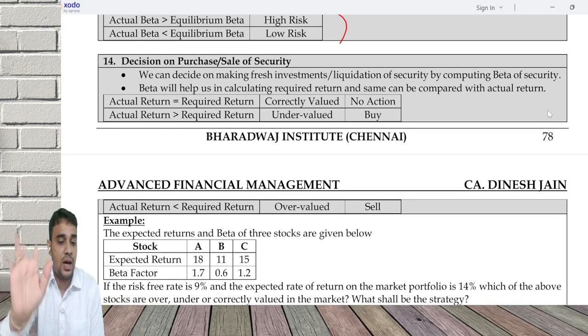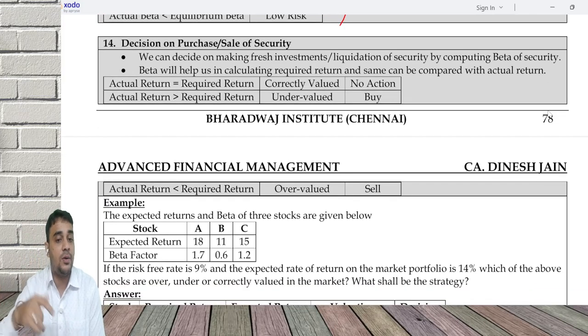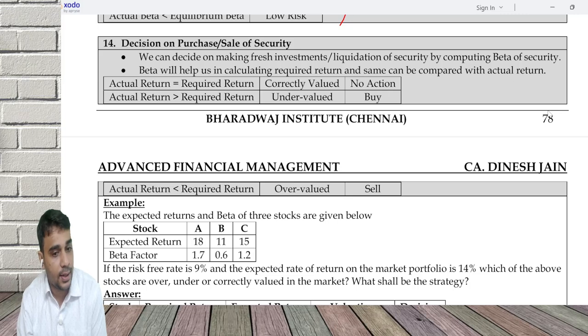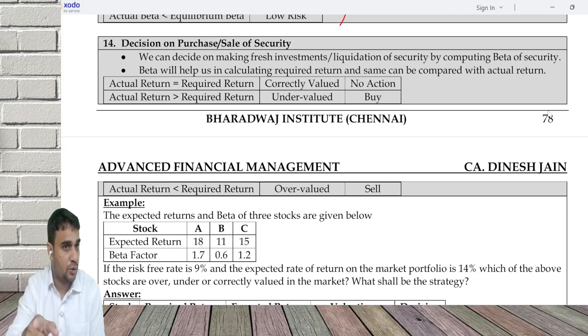Based on this, I can answer this. Actual return equal to required return, actual return greater than required return, actual return lesser than required return. This answer can also be done through beta, and can also be done through return.